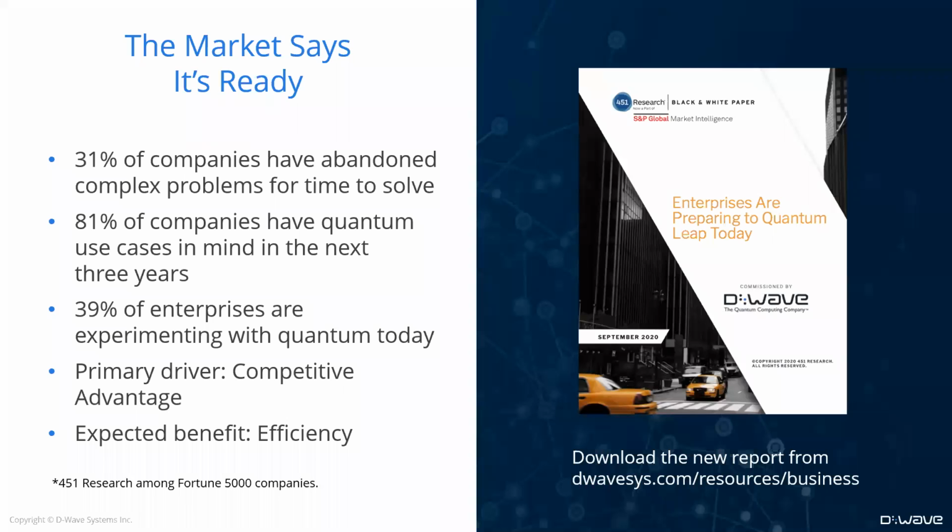So I think it's natural to see that 4 out of 5 companies, when they look into their businesses, have quantum use cases in mind that they want to see applied in the next 3 years. And in fact, 2 out of those 5 have already begun experimenting with quantum computing today. And they told 451 Research the primary driver for that is competitive advantage. They are ready to do very fast technology adoption because it's really important for them to carve out every advantage that they can. And the benefit that they're expecting from quantum computing is increased efficiency.